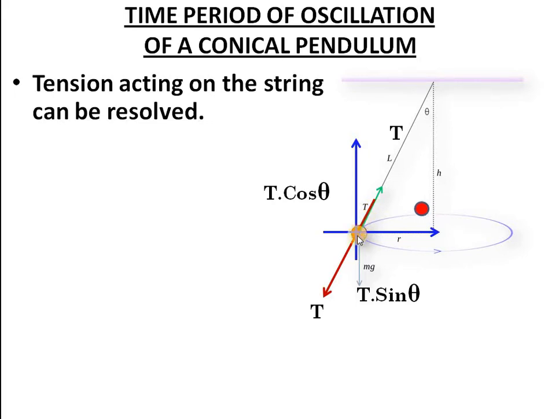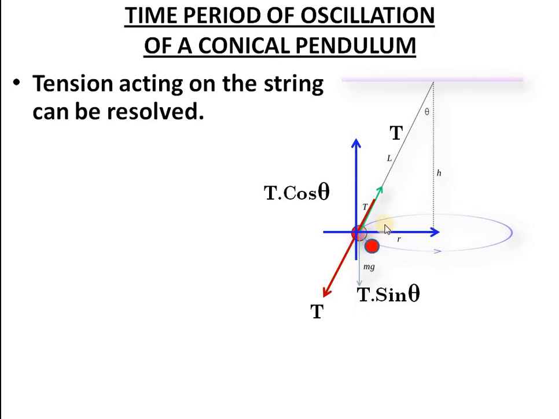The tension can be resolved along two mutually perpendicular directions. One is T sin theta, which gives the necessary centripetal force required to move in a circular path. And there is a vertical component, T cos theta, which is exactly opposite to mg.